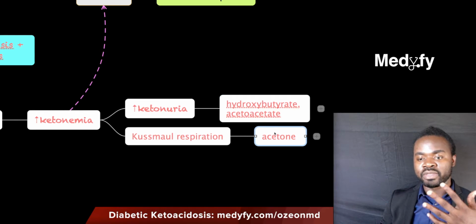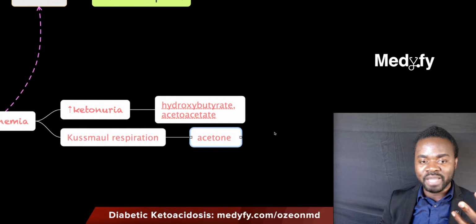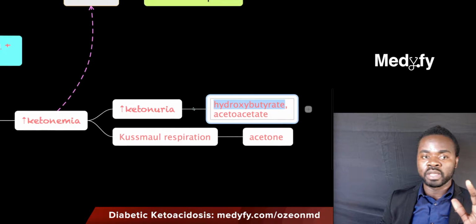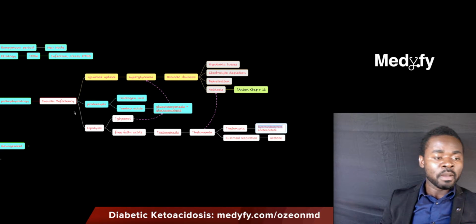Acetone appears in the breath. Patient may have a fruity breath, for example, whereas the higher concentration of the 2 is hydroxybutyrate, which essentially will be in the blood. So these are the pathophysiology you need to understand for diabetes.